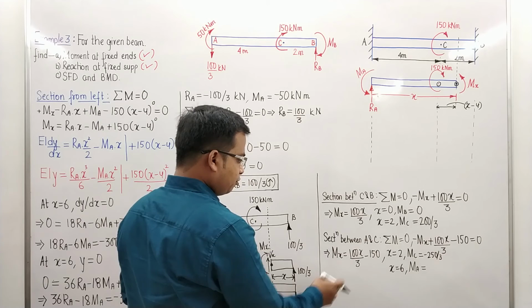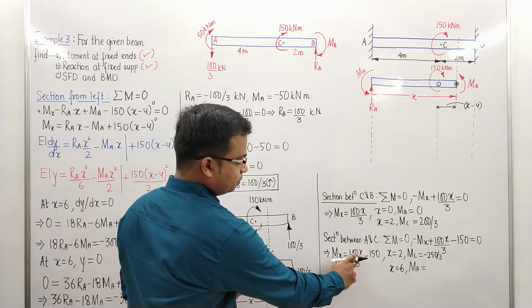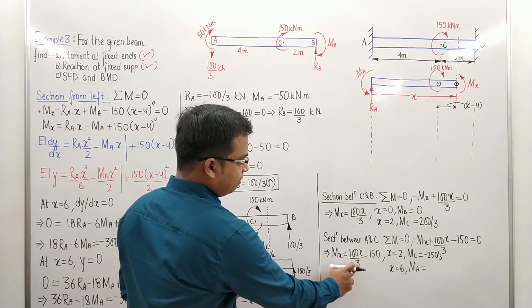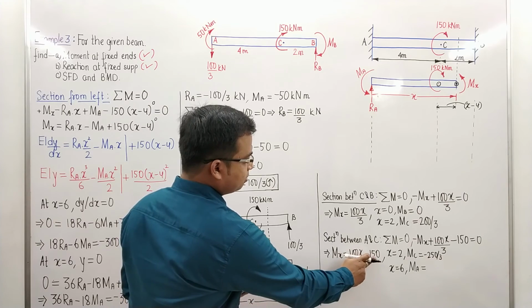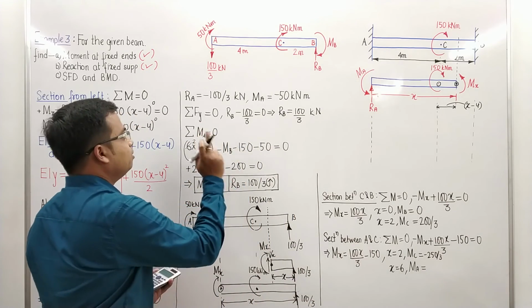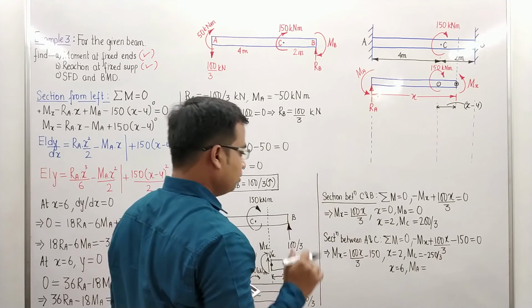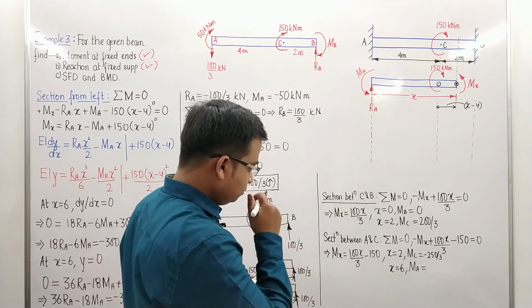What about this? If you plug in the value of x is equal to 6, 6 divided by 3 is 2. 2 into 100 is 200. 200 minus 150 is 50. Obviously, you're going to get that value again, 50. Same value. Don't worry. 50 in a positive sense.